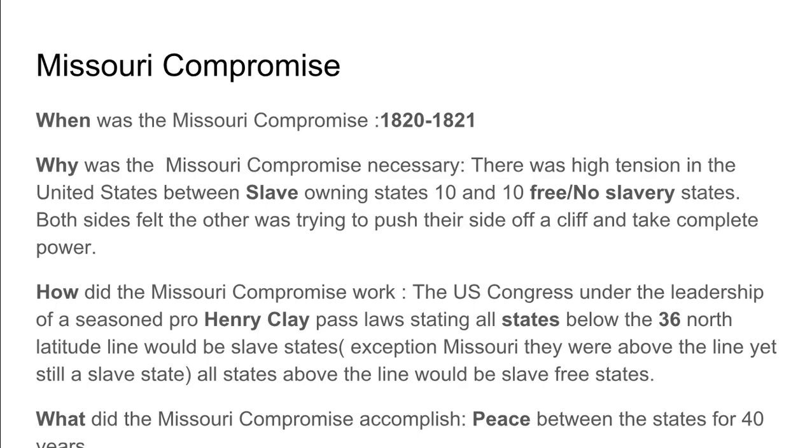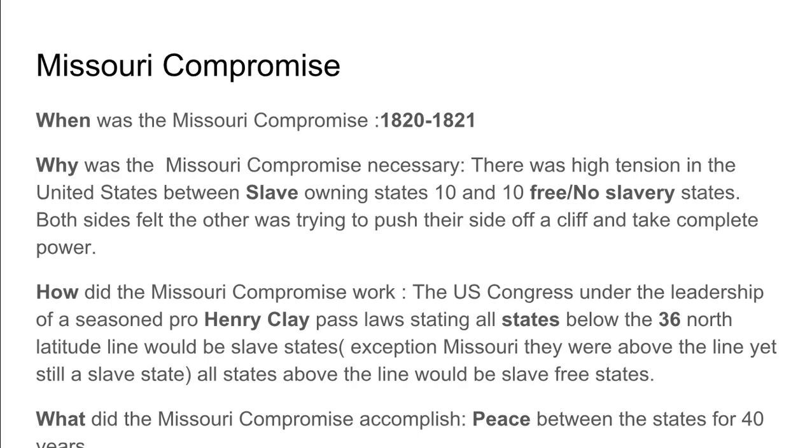Now the exception was Missouri. Missouri's actually going to be the next state that's going to come in. They felt like, to be a state, they were a territory. They now had the necessary number of 60,000 people, and they are going to become a state.